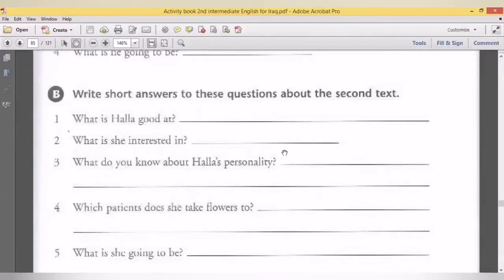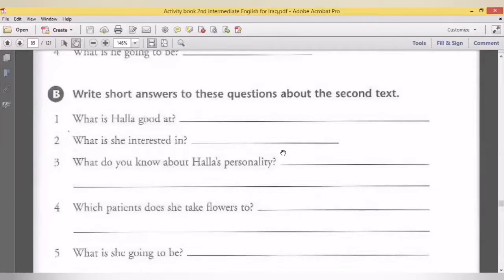Number two. What is she interested in? Raya, try to speak English. What is she interested in? She's interested in helping people. Yes, exactly. Helping people. Now, number three, what do you know about Hala's personality? Yes, what do you know about Hala's personality? She is what? She is very kind and friendly.